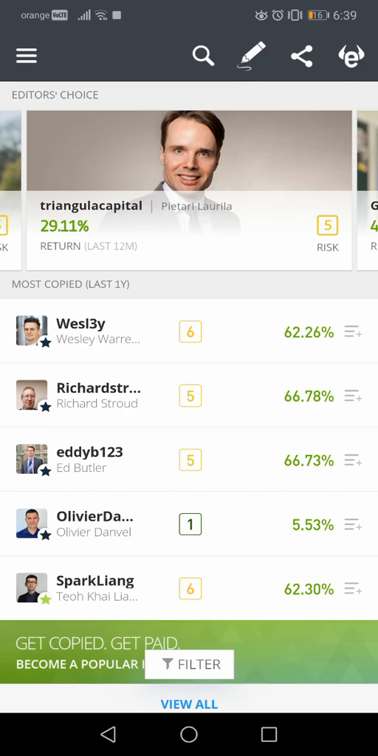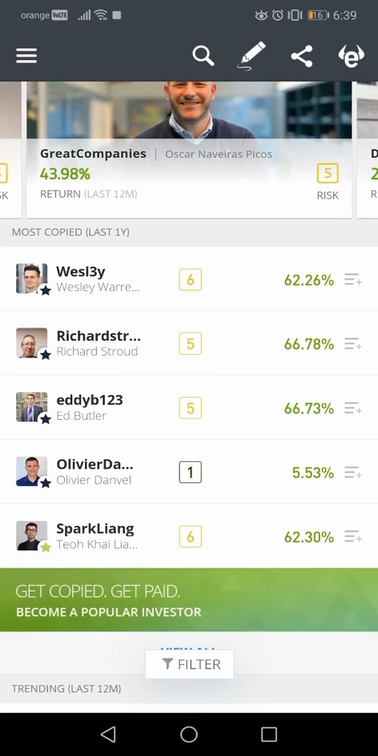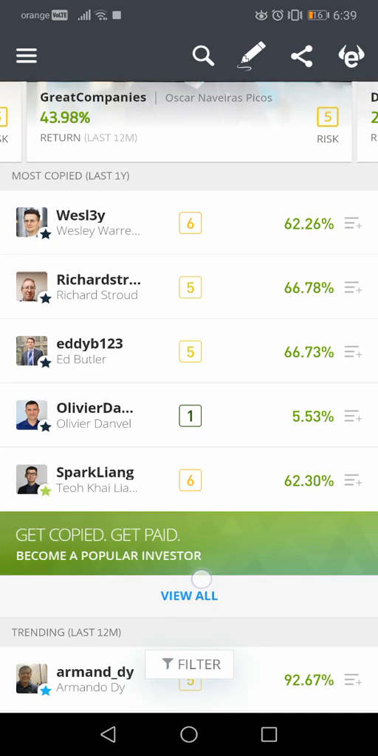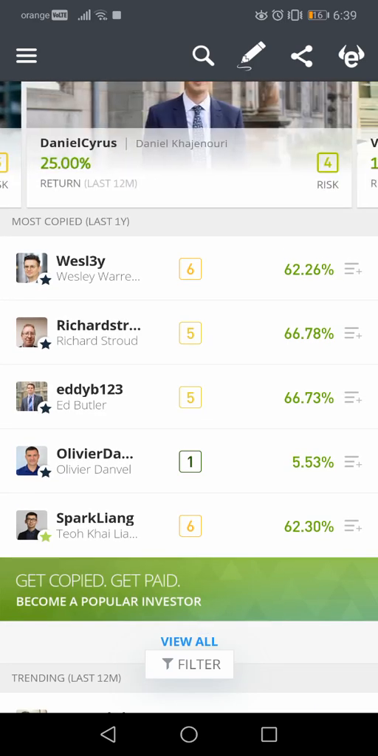They have different groups for top traders, which are copied by others. The first one is most copied in the last year. And here you will see a list, not the full list. You can also see the full list if you tap here, but the top 5 copied people in the last year. Now the important information here is these two numbers.